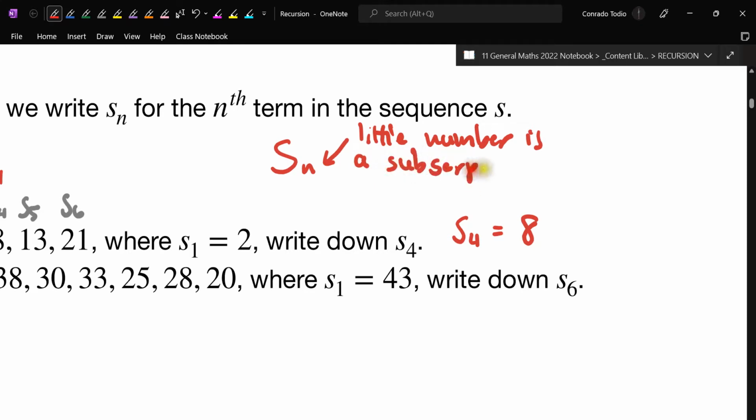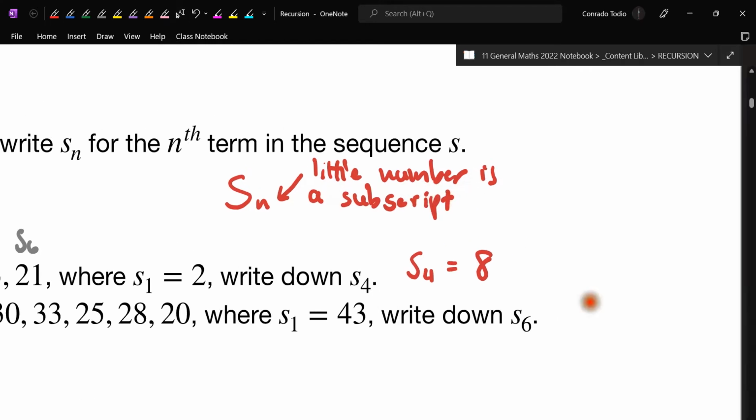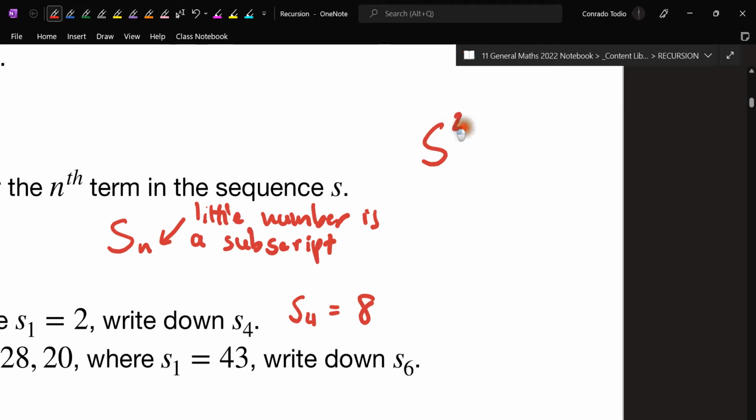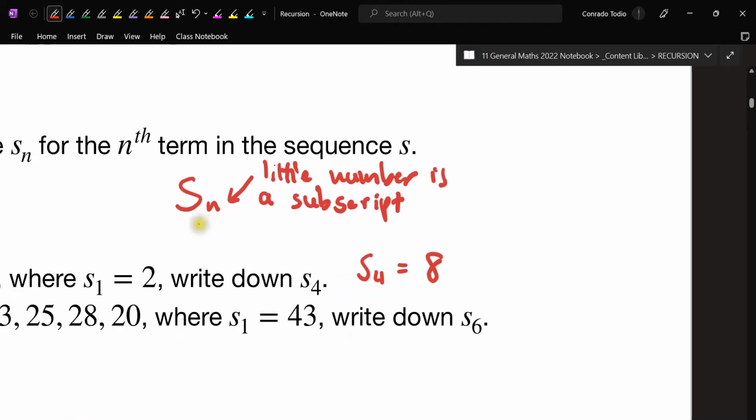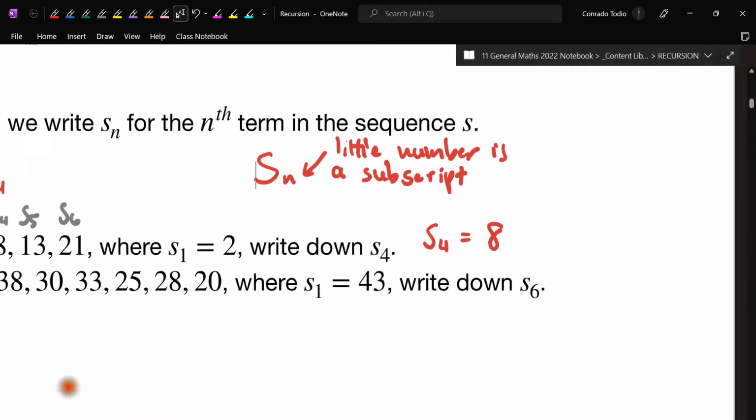What do you guys think if there's a big number? What do you think this would be if I go S2? What's this number called? Anyone know? Whenever you're typing something in Word, it's called a superscript. Okay, not really referred to in this topic, but just be mindful that that little number, they might refer to it as a subscript, okay, in your textbook.